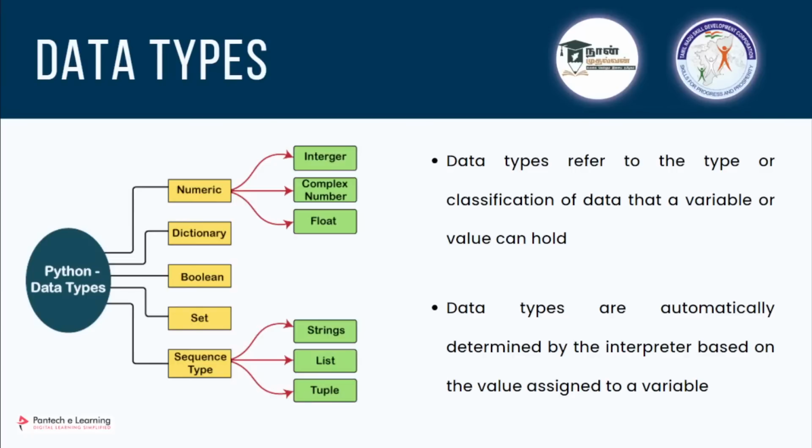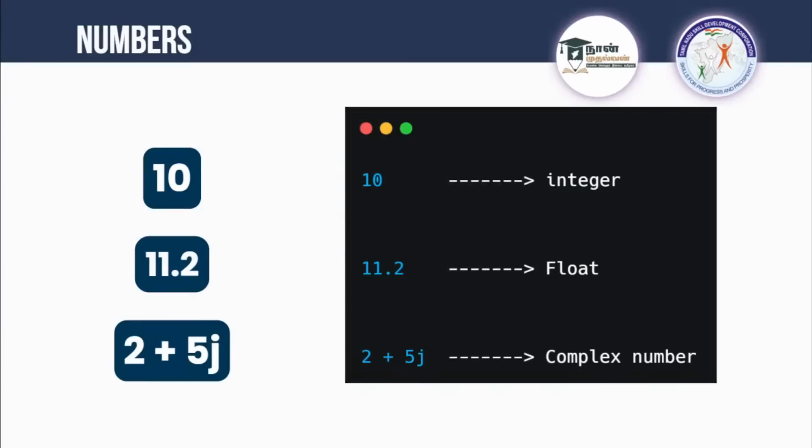So we'll start with the first one, numeric data type, which is numbers. In numbers we have three types. The first one is the integer, which is a whole number without any decimal points. Regarding the float, it is with decimal points. And then the third one is complex numbers. It has an imaginary part. These three types are allowed in numbers in Python. So we'll start by creating these things in Google Colab.